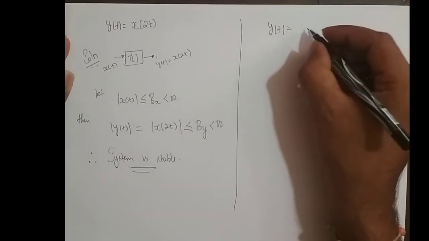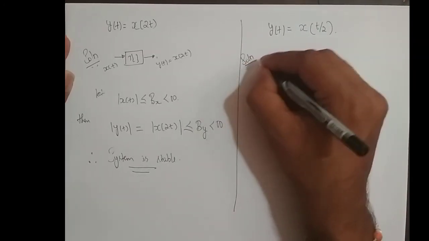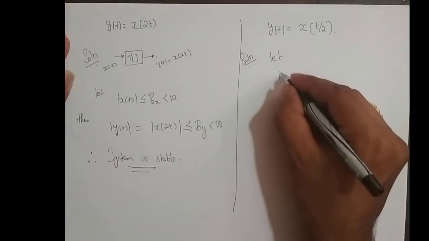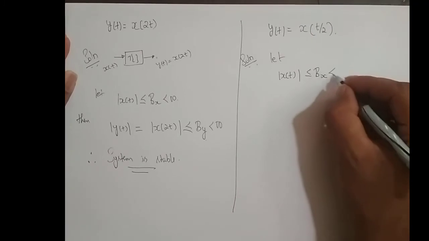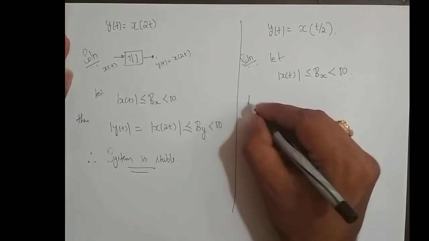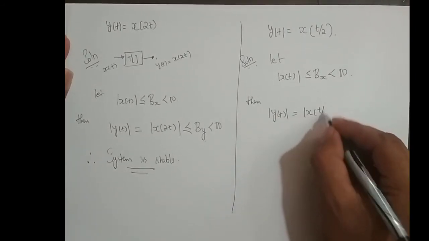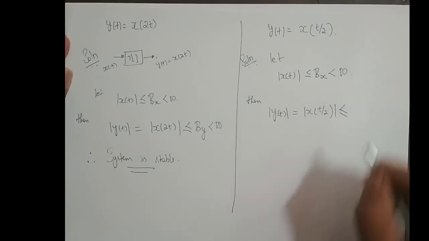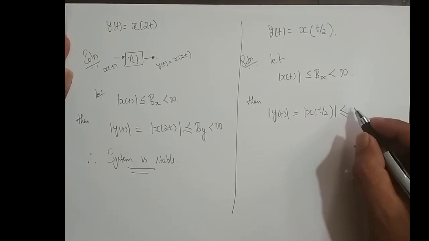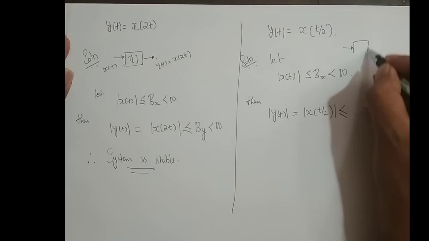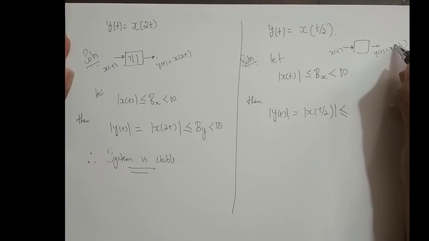y(t) is equal to x(t/2). Solution. We'll assume that the magnitude of x(t), the input we are feeding to the system, is bounded by a value Bx, and that value is less than infinity. Then the magnitude of y(t), which is equal to the magnitude of x(t/2), is less than or equal to, so what do you say? Is this bounded? Yes, right? Why? If I apply x(t), what is y(t)? y(t) is x(t/2).